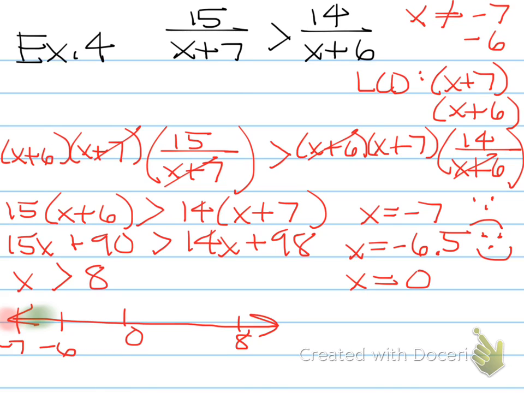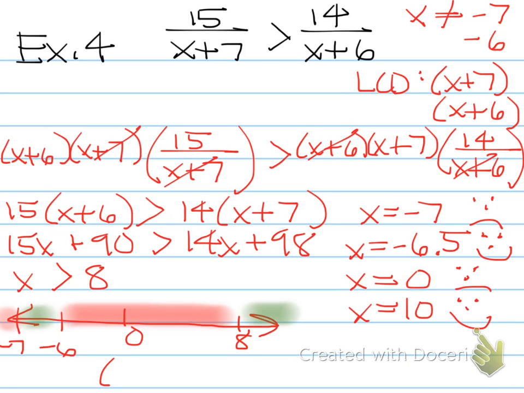When we plug in 0, which is between -6 and 8, we do not get a true sentence. So that interval does not contain our solutions. And then lastly, a value that's greater than 8, like 10. When we plug that in, we do get a true sentence. So that interval does contain solution values.